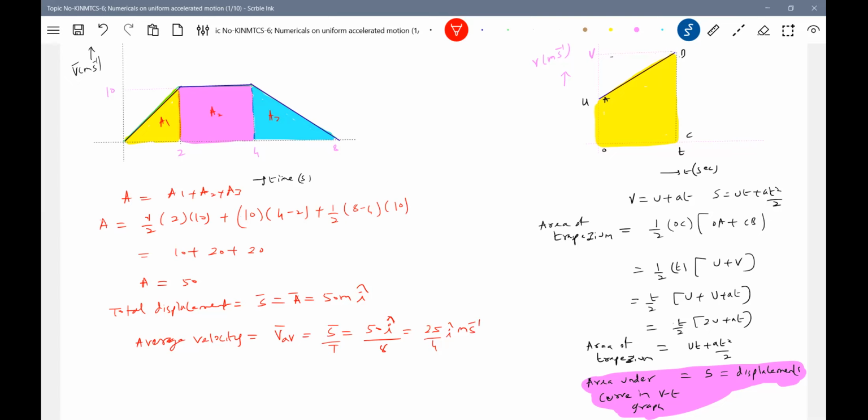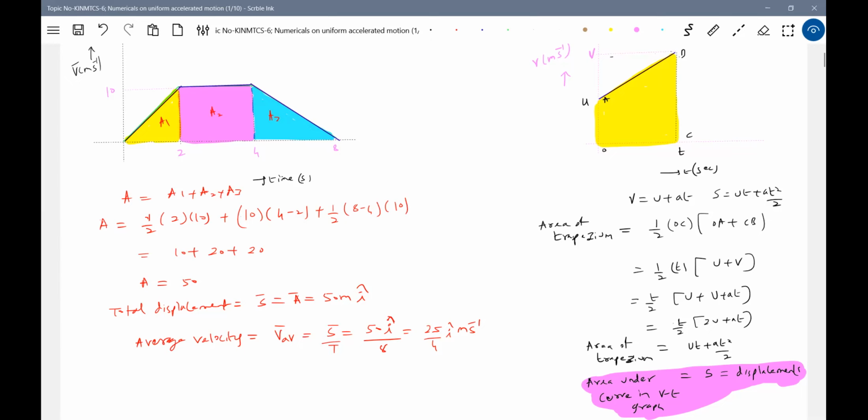See, so much information is available. In a VT graph, the area under the curve in a VT graph is equal to displacement. This much we know. Then if you know displacement, what can you calculate? Average velocity you can calculate. Then can we calculate any other information? Say I want to know the acceleration at 1. So what is the acceleration?